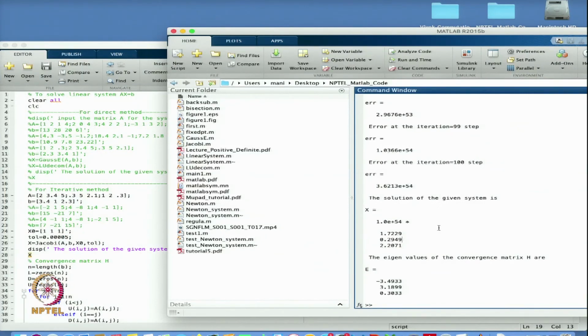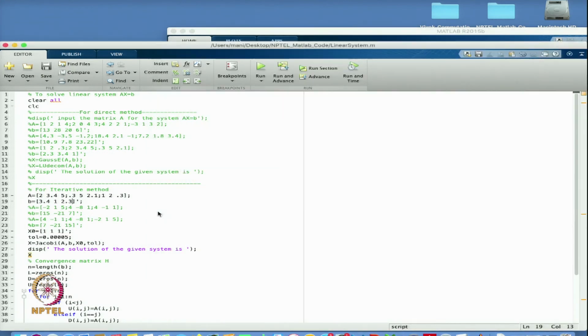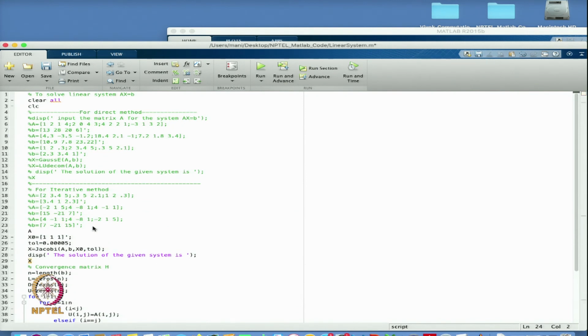So in this case also you see that the matrix is not diagonally dominant, and the Jacobi method is also not converging, and if it is not converging, then necessarily you are not getting the maximum eigenvalue less than 1. So in this case I can say that this matrix is not diagonally dominant and my Jacobi method is not converging. So now maybe I can take another system. So let us take another system.